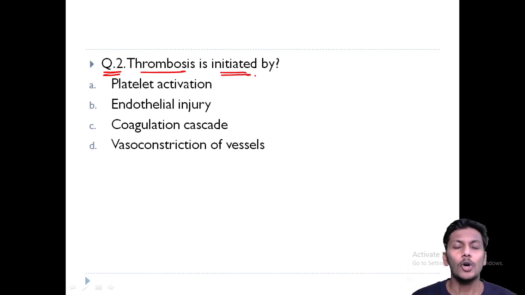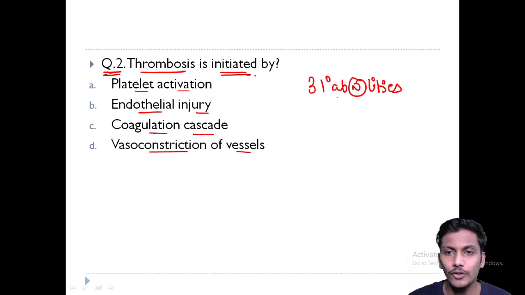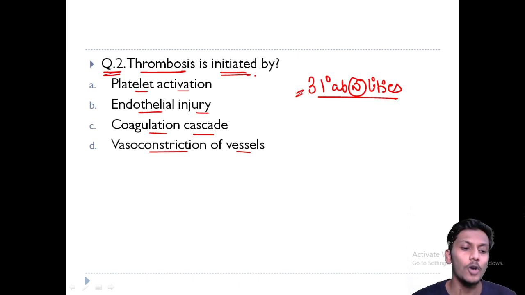So let's see, thrombosis is what? Thrombosis is actually a clot formation, right? So thrombosis is due to aggregation of your platelets. Now, first of all, option A, platelet activation. Option B, endothelial injury. Option C, coagulation cascade. And option D, vasoconstriction of vessels. As we all know, guys, for thrombosis there are 3 primary abnormalities which are responsible for thrombus formation.